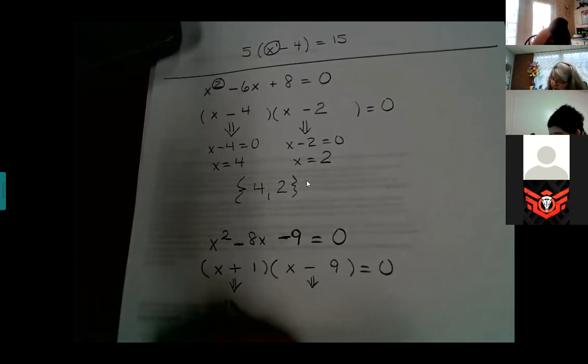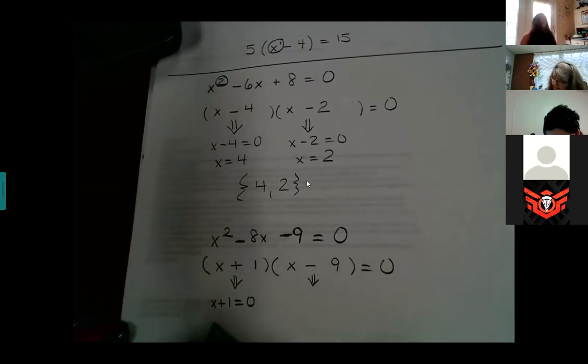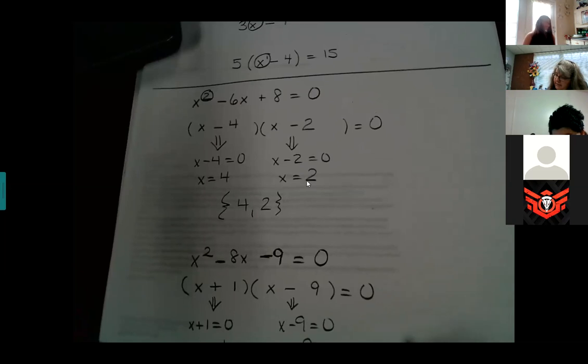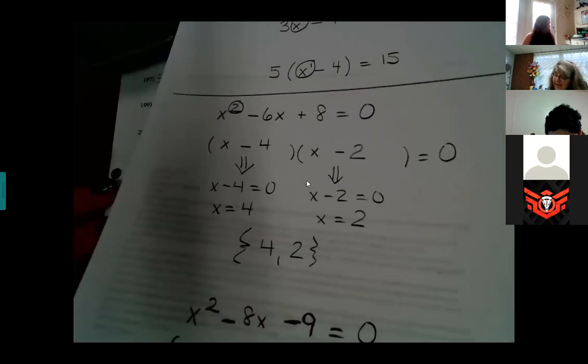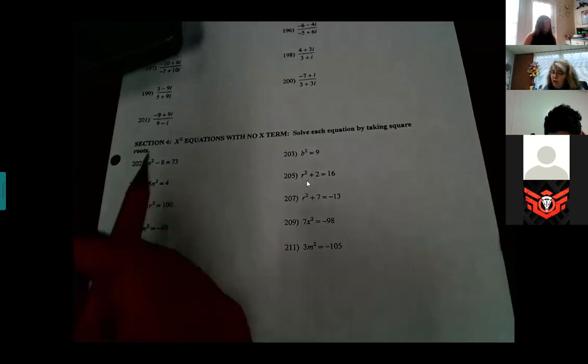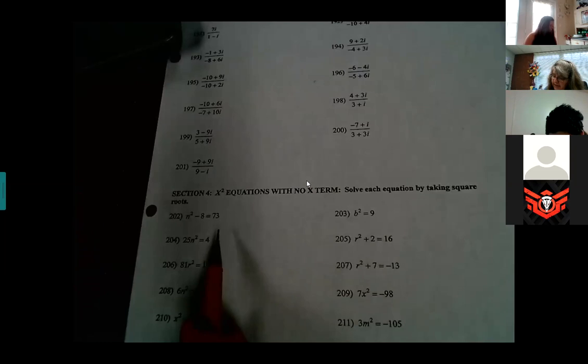So, guys, when you've got x plus 1 equals 0, you move the 1 to the other side. x equals -1. And x minus 9 equals 0. You move the 9 to the other side, and x equals 9. You good? Yeah. Okay. Now, let's look at today's lesson. I want you to look at this problem 202 here.